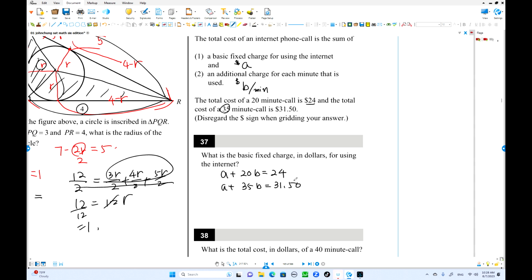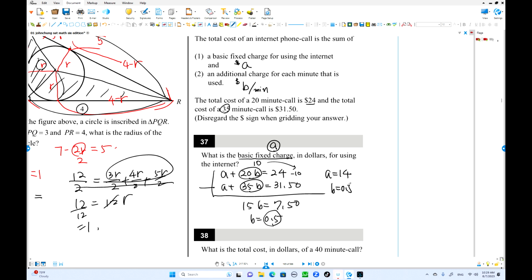Now we're going to find the value of A, the fixed charge. How can you find it? First find B. It is okay to subtract, but this is a big number. We're going to subtract the bottom from the top. 35B minus 20B is 15B. 31.50 minus 24 is 7.50. So B equals what? 0.5, okay? 20 times 0.5 is 10. So A equals how much? 24 minus 10, moved to the right. 24 minus 10 is 14. So A equals 14. B equals 0.5, okay? So that's the answer.